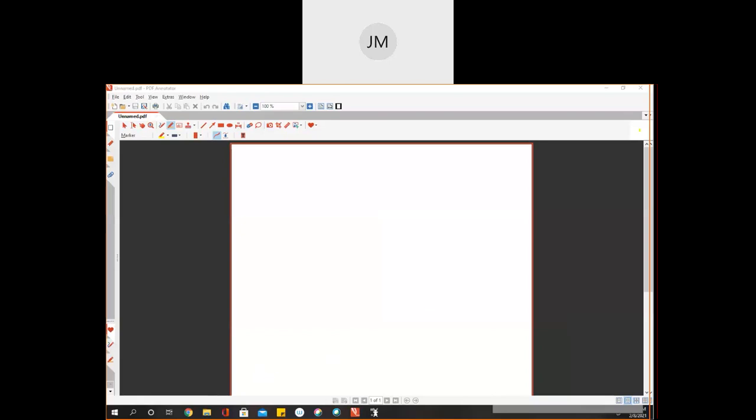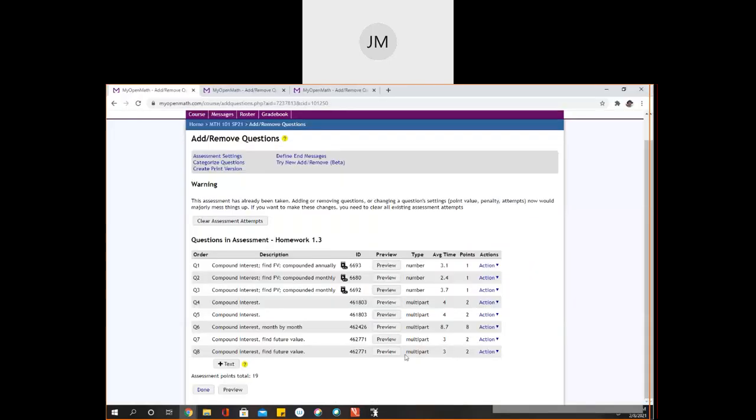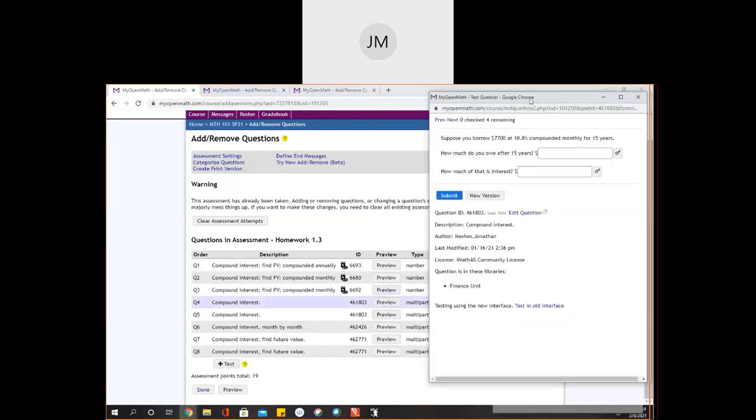Okay, so let's go ahead and take a look at some examples. And what I want to do with these examples is to, again, look at how to set them up.